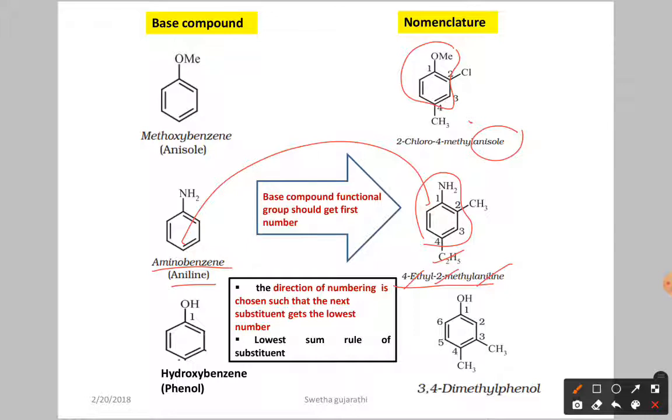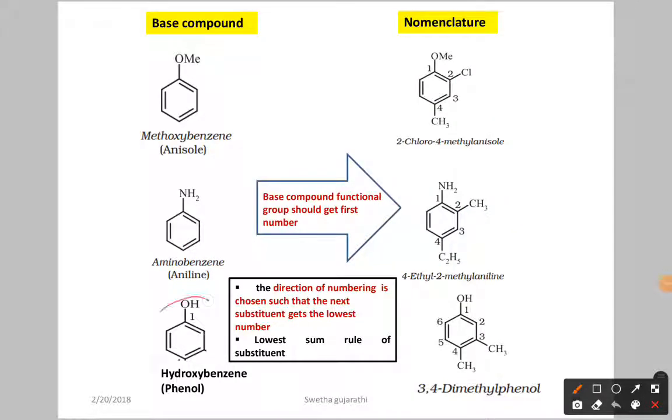Why am I writing 1-amino before it itself? Because in alphabetical order A will come first. So you can write 1-amino-4-ethyl-2-methyl benzene, not the aniline. You can write like this also. So both are acceptable.